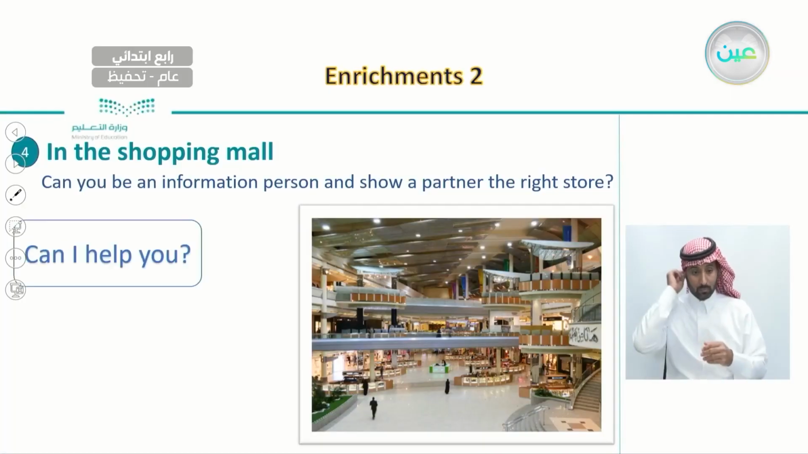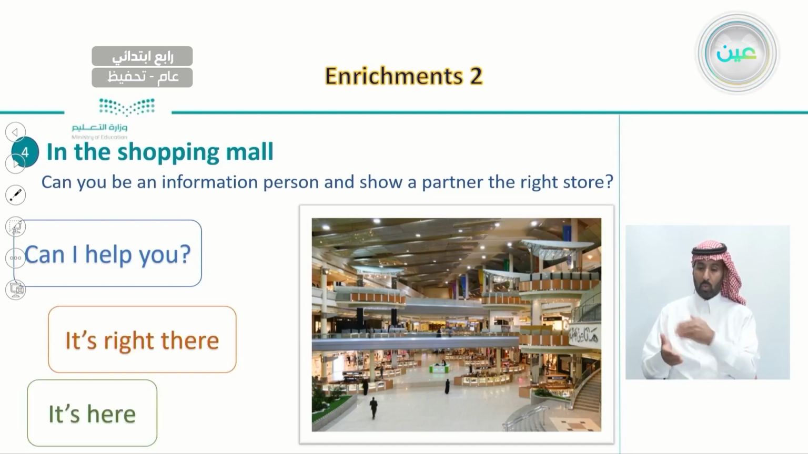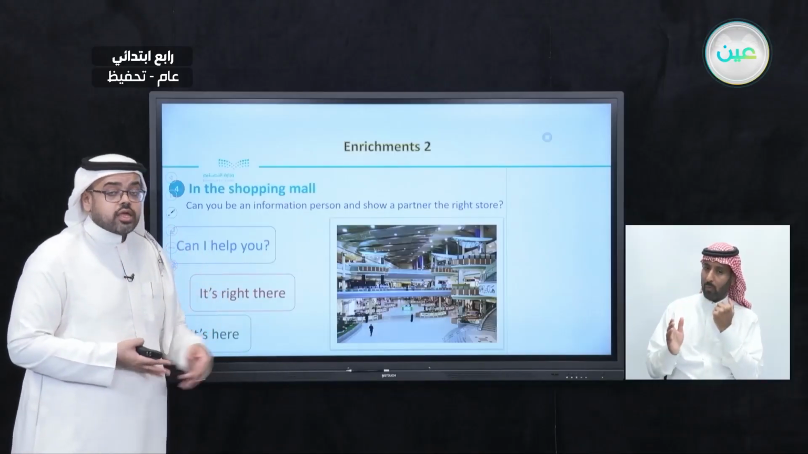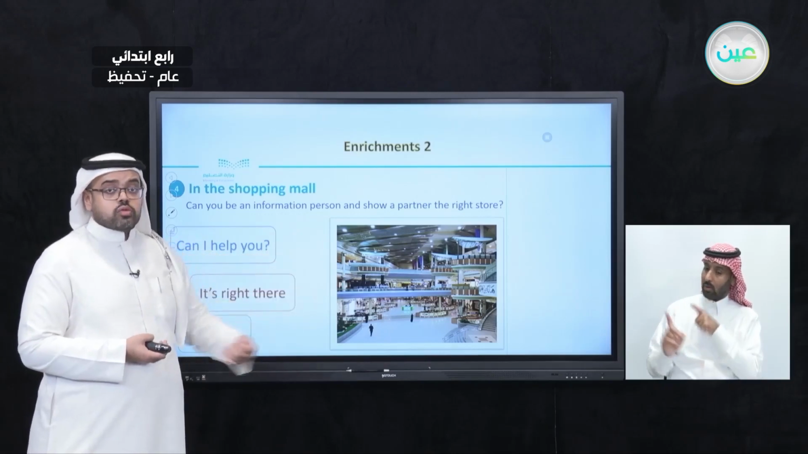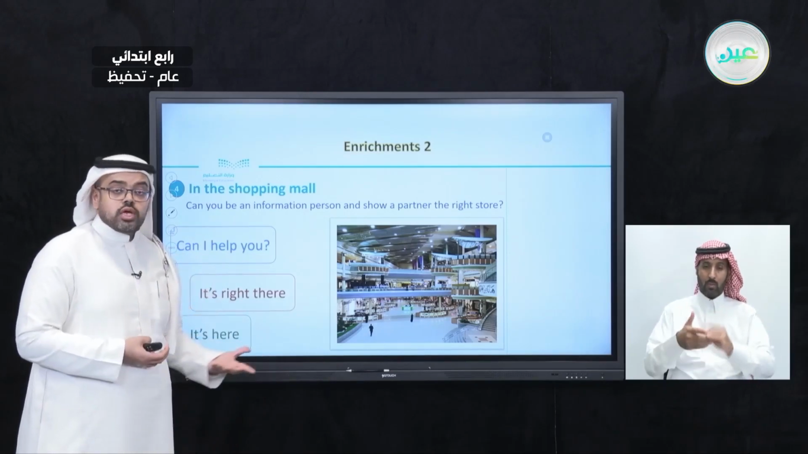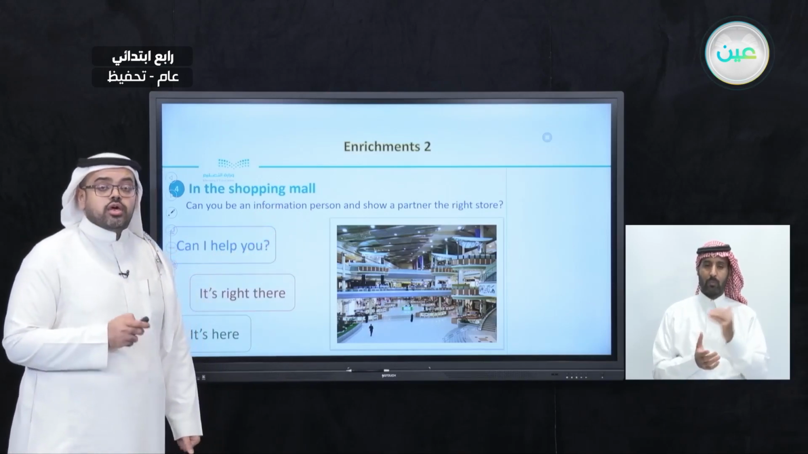After this, the last exercise we have is in a shopping mall, where I ask you to be an information person and show a person the right place. When you go to a mall and you see someone lost, you can start offering your help by saying, "Can I help you?" And if this person is looking for a certain store, you can use phrases like, "It's here," if it's close, or "It's over there." This conversation will help you practice your English and also make you the information person that everyone is looking for.